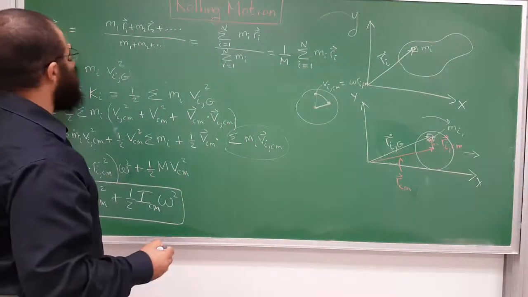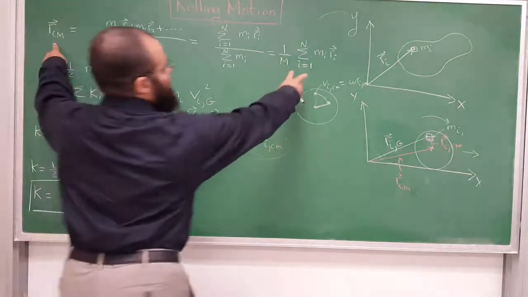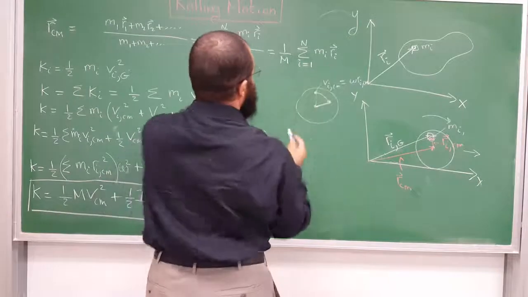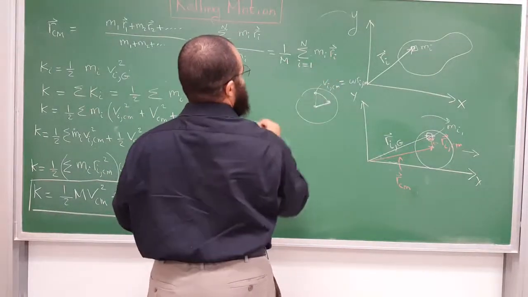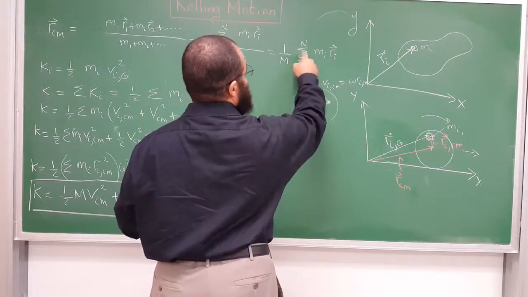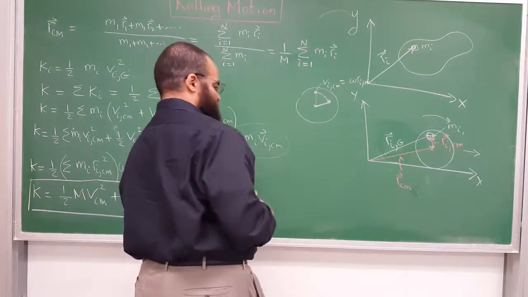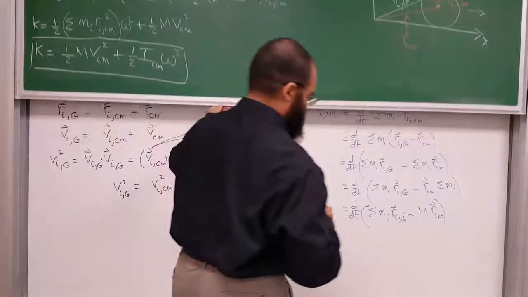Our center of mass is equal to this. So mass times r center of mass will give me this part. The mass times r center of mass is exactly this part. It's the sum over i equal to 1 to n of m_i r_i. So it's the sum over m_i r_i when I multiply both sides.